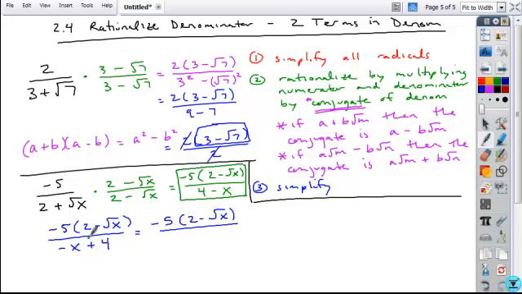Factor out a negative. Okay, so if we factored out a negative here, negative x becomes a positive x, and positive 4 becomes a negative 4. And now you could cancel these factors of negative. And so this would most likely be what you'd see on your final as a possible answer for this problem.